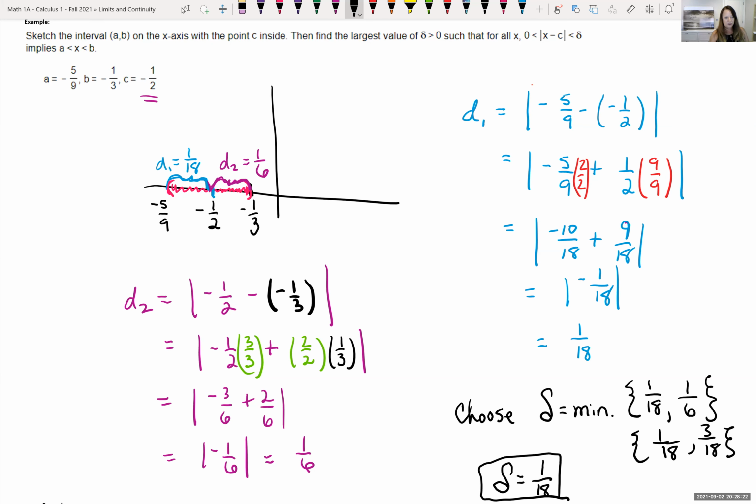So choosing the smaller of the two will ensure that when we map back up to our graph, we're going to be inside that epsilon neighborhood of our limit.